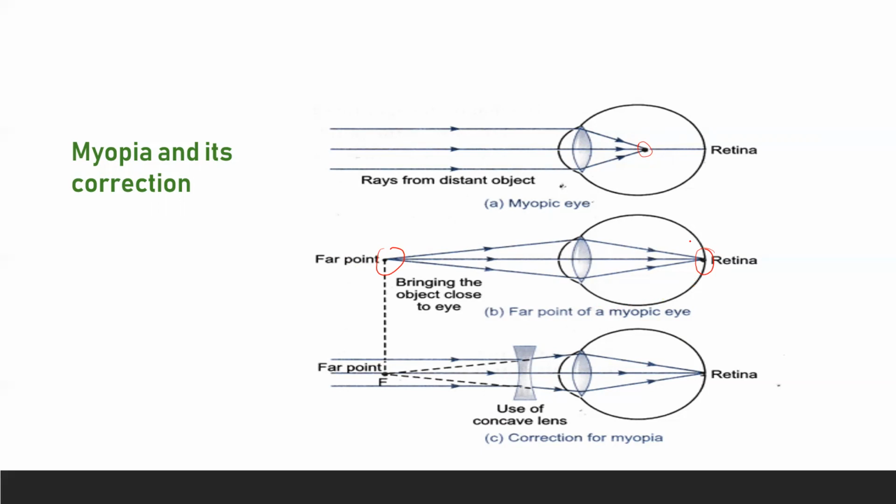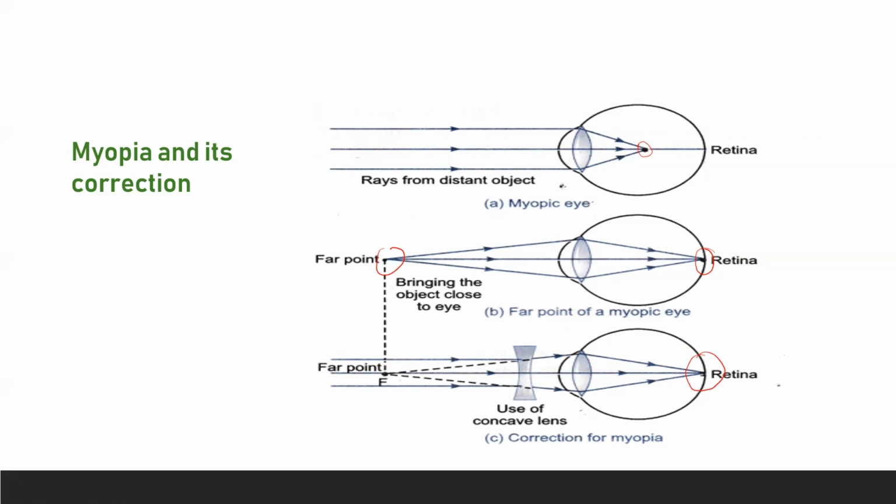Whenever you have a problem, you go to the doctor and they advise you to use either lenses or glasses. In case of myopia, we use a diverging lens, which is a concave lens. Everybody knows the concave lens is a diverging lens, right? Whenever the rays are coming from the far point, it diverges them before they strike the lens of the eye, so that you get the proper image on the retina by using the concave lens.